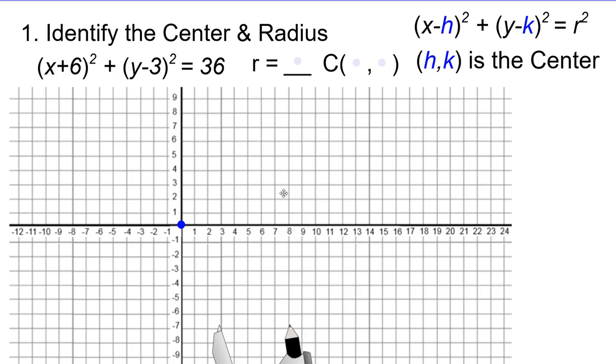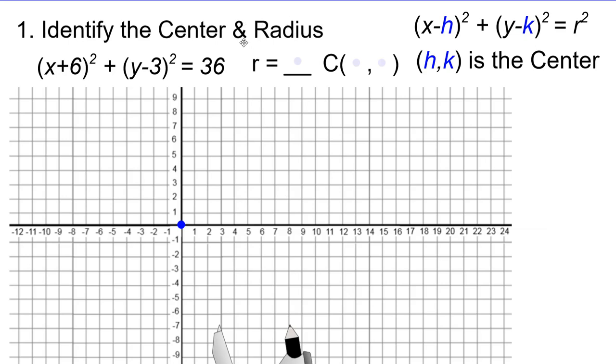All right, number 1 says identify the center and the radius of the equation. So they give us the equation, which is x plus 6 squared plus y minus 3 squared is equal to 36. So the first thing we want to find, I guess, is the radius.